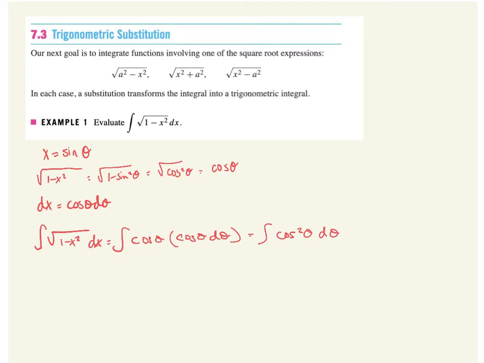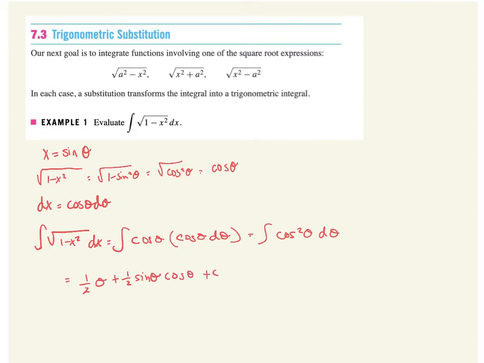And now you can refer back to your table of trig integrals and use the appropriate one. So the second one there, or number 10, the integral of cosine squared theta is equal to 1/2 theta plus 1/2 sine theta cosine theta plus c.